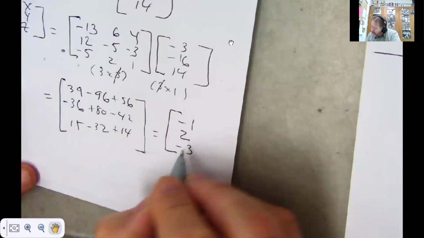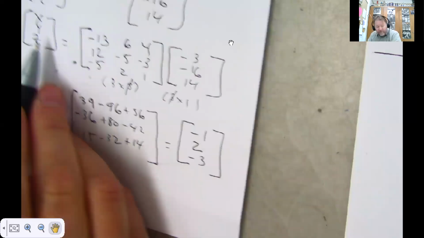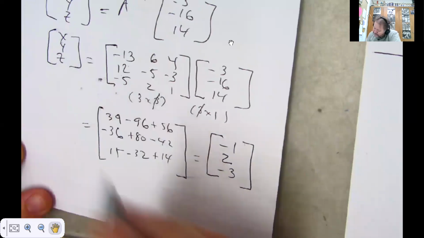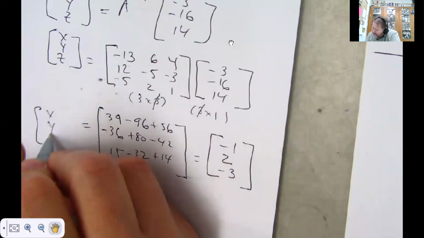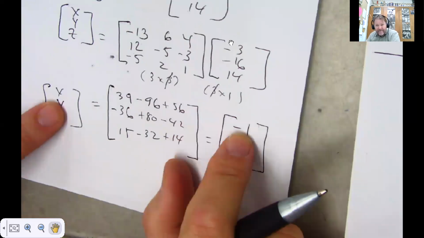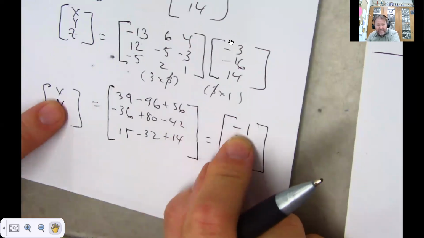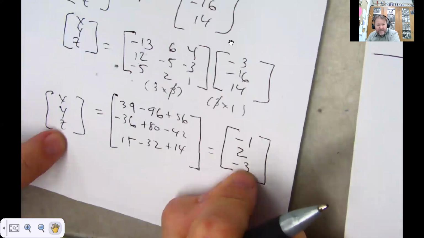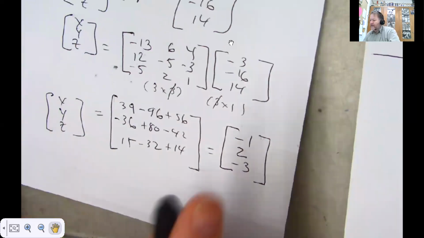There we go. We just found, remember what it's equal to? It's equal to X, Y, and Z on the left-hand side. So we just showed that the X value of that system would have to be negative 1, the Y value 2, and the Z value negative 3.